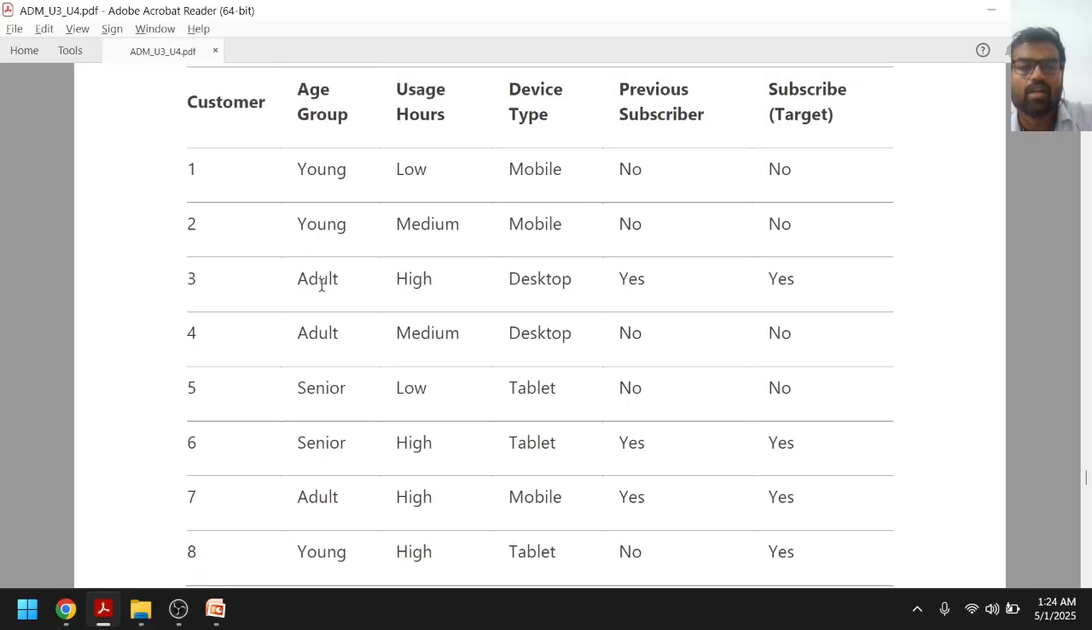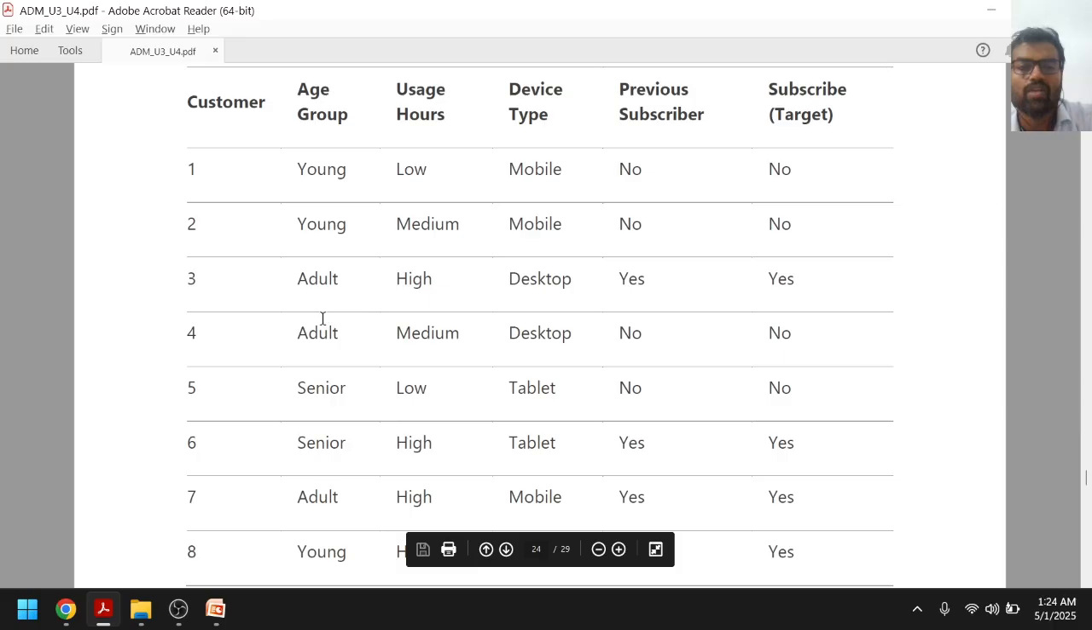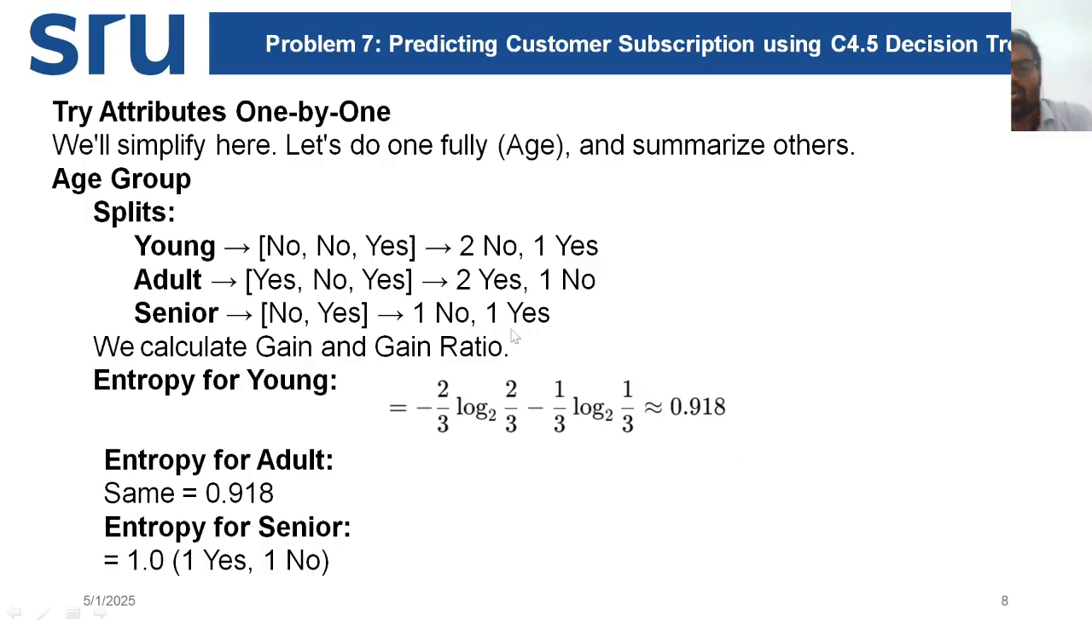Adult: yes, no, yes, yes, no, yes. Correct. Senior: senior no, senior yes. One no, one yes. Based on that we calculate gain and gain ratio.